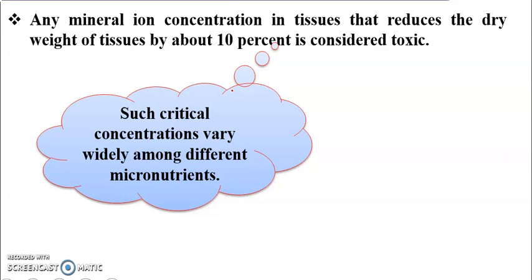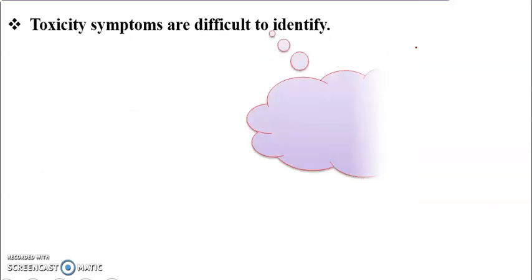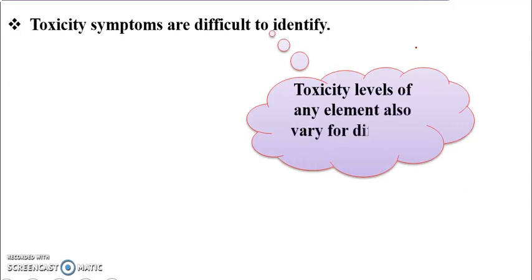So dry weight means when you remove the entire water content from a tissue and weigh it. If there is any mineral element that is decreasing the dry weight of a tissue by 10%, then that element concentration is the toxic concentration. Okay, so toxicity symptoms are difficult to identify. In fact, toxicity levels also vary from one plant to another.